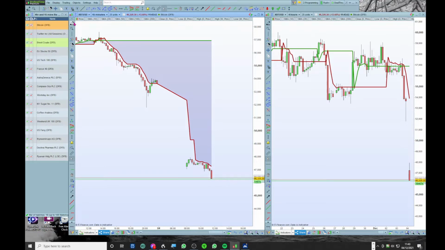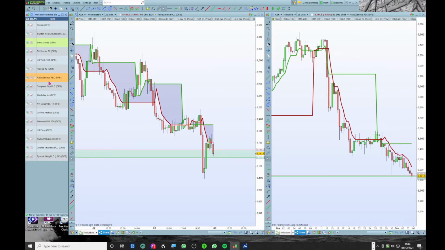So let's just have a look at what this does. So you can see here there's a downtrend. Oh, quite a severe one. A massive gap there with Bitcoin, and on the 4 hours, you can see that it's trending down. So you have convergence between the two. Let's just skip through a few. Let's go to AstraZeneca. So we're downtrending on the 4 hour. We're downtrending on the 15 minutes as well.